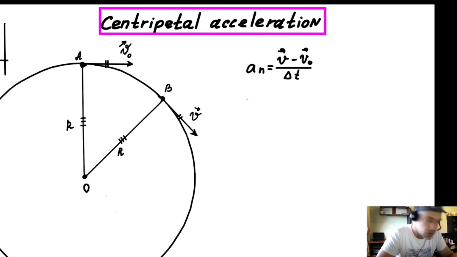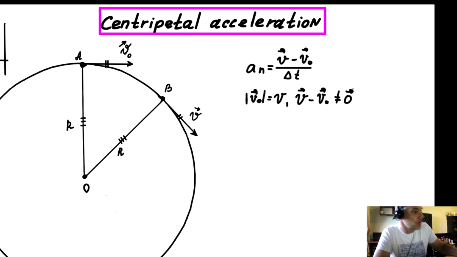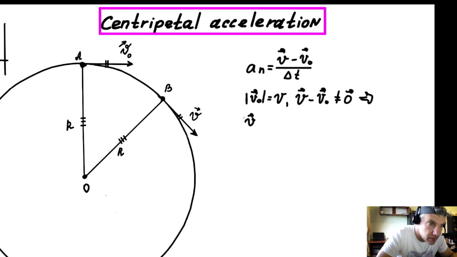In our case, the module of v0 is equal to the module of v, and vector v minus vector v0 is not equal to the zero vector. This is very important in mathematics. I don't remember the rule of vector subtraction, but I know the rule of vector addition well. So I'll do this: vector v plus minus v0.